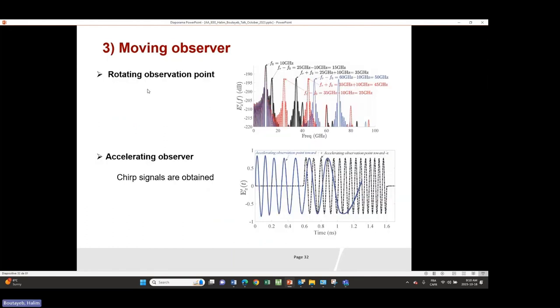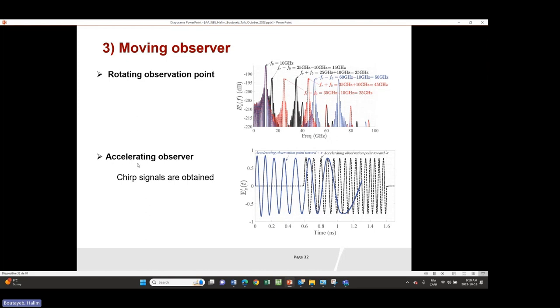We also analyzed what happens if the observer is rotating. Here f0 is the frequency of the signal. We have a plane wave source and a rotating observer, and fr is the frequency of rotation. We obtain very interesting results that are consistent and meaningful. We have peaks that correspond to intermodulation between the frequency of rotation and the frequency of the signal.